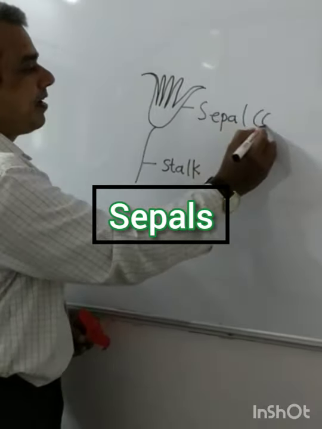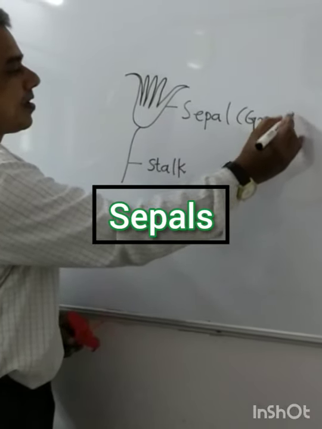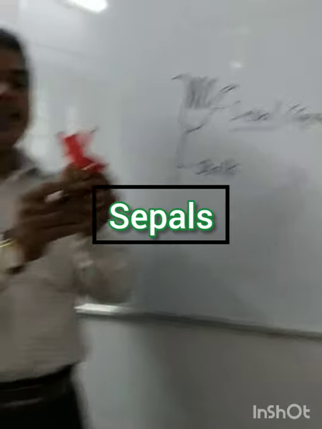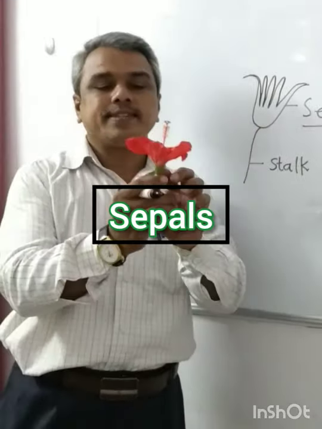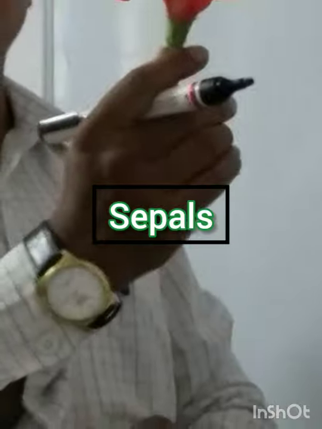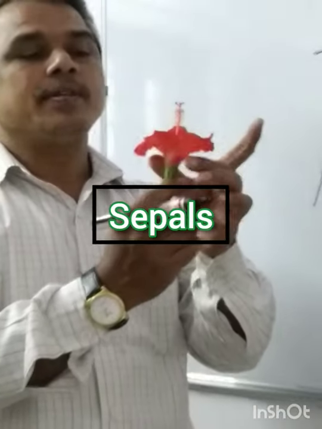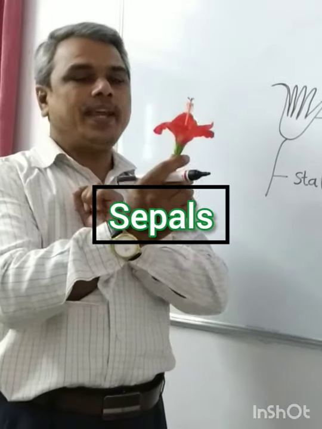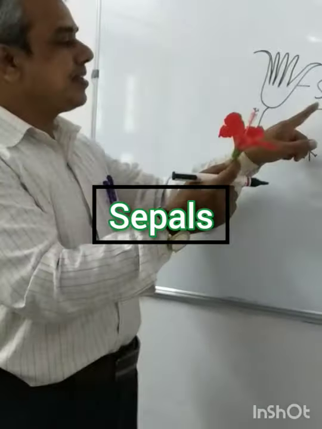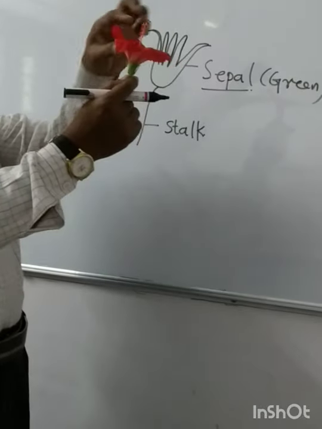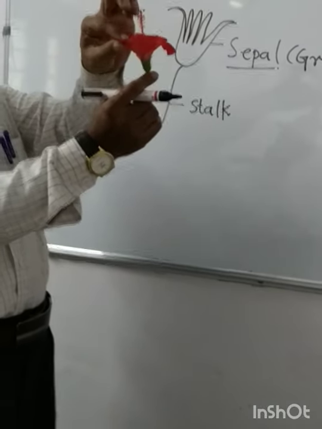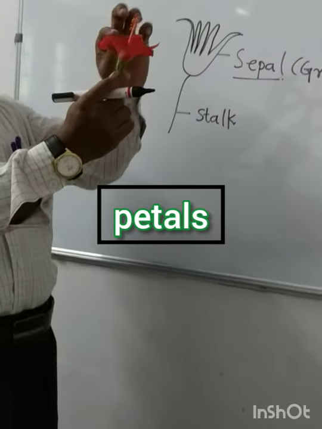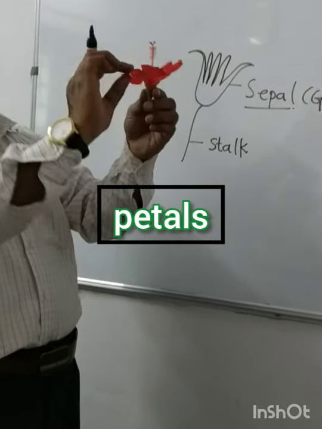These sepals are green in color. When the flower is in the bud stage, these sepals also prepare the food by photosynthesis and nourish the bud. So the bud takes the food from the sepals. Another function of the sepal is that sepals hold the bright color part of the flower called petals. Sepals hold the petals.